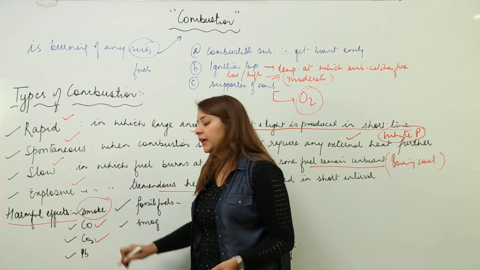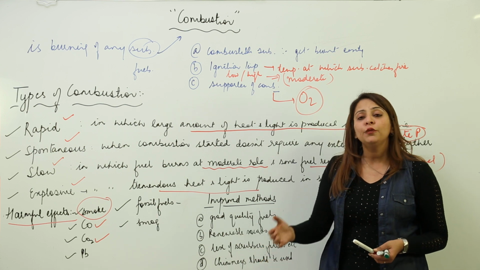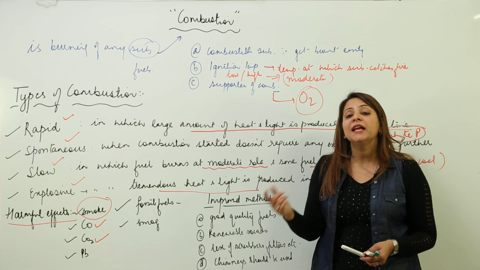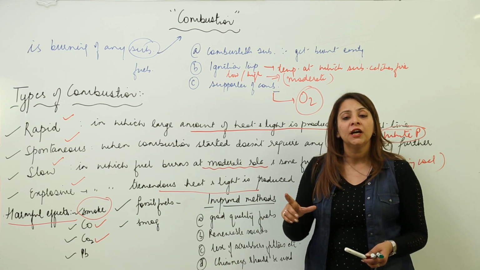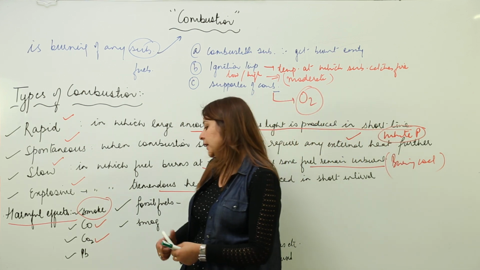Third is carbon dioxide. As I told you, whenever we are burning anything, we are getting carbon dioxide. So when excess combustion is carried out, then an excess amount of CO2 is produced, and CO2 is a greenhouse gas. That means it can cause global warming, which can actually lead to an ecological imbalance. So again, it's a harmful gas.